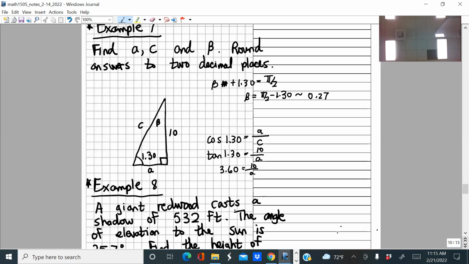Now we've got an easy equation to solve. Just cross multiply again. So A times 3.60 is equal to 10. So divide both sides by 3.60. And that turns out to be about 2.78. Is that what y'all got? Okay, so approximately, I'm going to write the little wavy line there for approximately, 2.78.